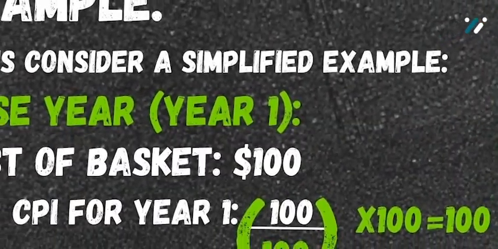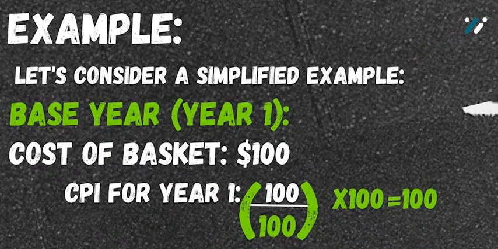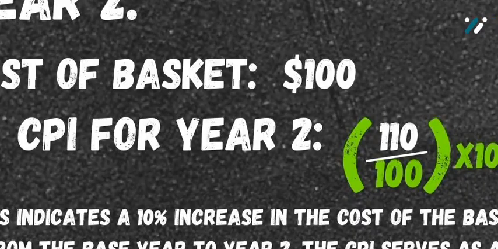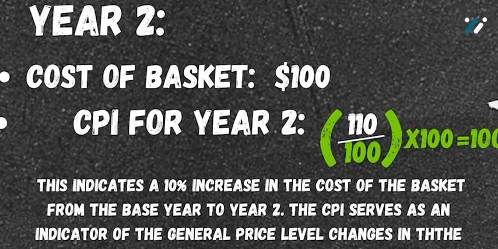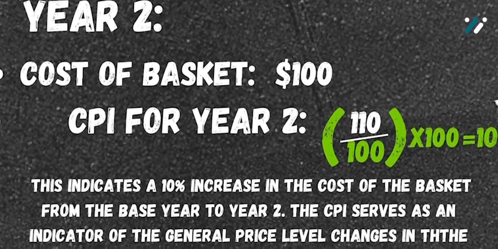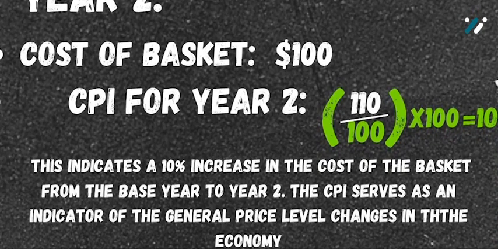Base year, year 1, cost of basket, $100. CPI for year 1: 100/100 x 100 = 100. Year 2, cost of basket, $110. CPI for year 2: 110/100 x 100 = 110. This indicates a 10% increase in the cost of the basket from the base year to year 2. The CPI serves as an indicator of the general price level changes in the economy.